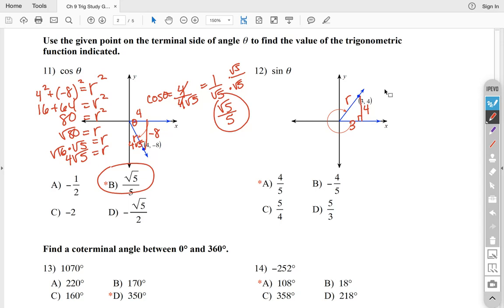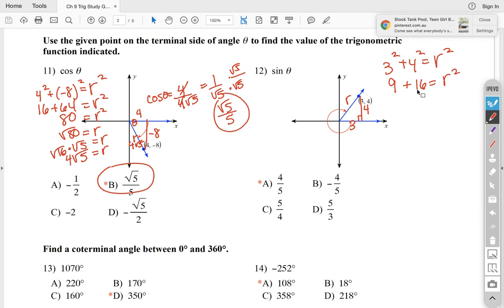So r is the radius, so we're going to do 3 squared plus 4 squared equals r squared. 3 squared is 9, 4 squared is 16, and then we have r squared. 16 plus 9, that would be 25, is r squared. To find r by itself, you square root the 25, and you get r is 5.